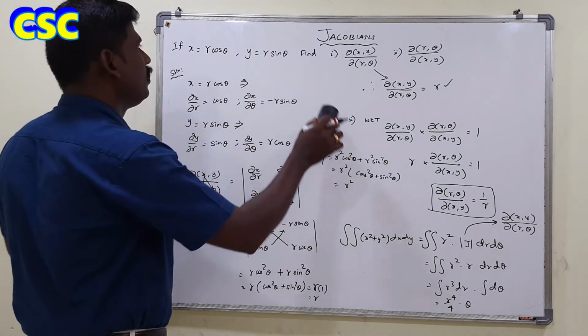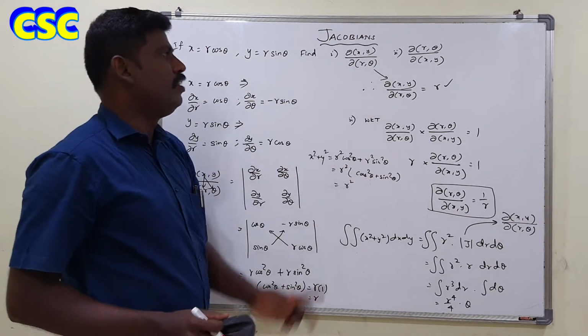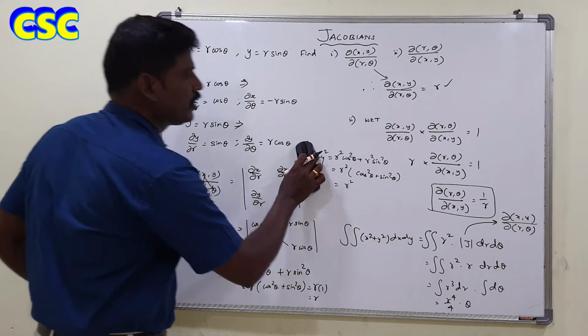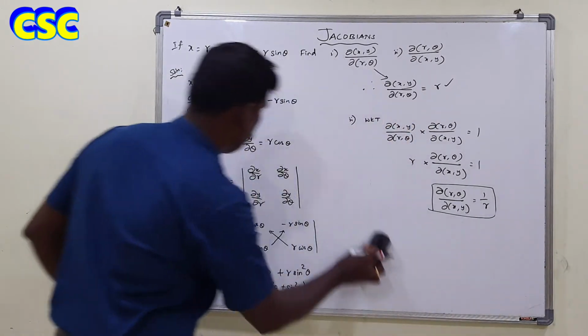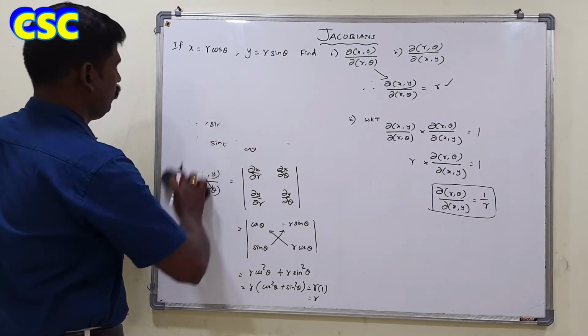Now in this session, we are just going to find out the value of the Jacobian alone. Just for your understanding, I gave this example to you. So let us go to the next problem.